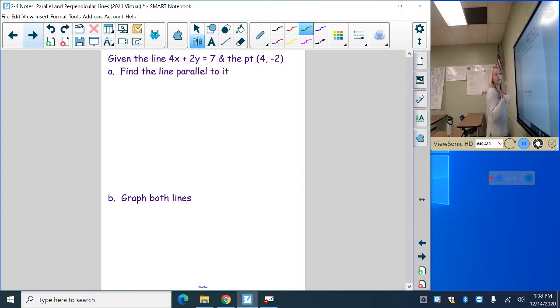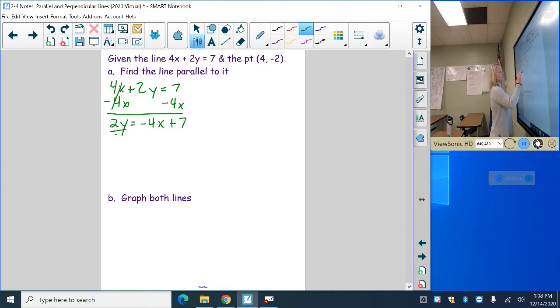Right now, looking at this, I can't tell what the slope is. So I have 4x plus 2y equals 7. I'm going to subtract 4x, which we did in the last section. You just took a quiz over that. 2y equals -4x plus 7, divide by 2. So I have y equals -2x plus 7 over 2. The slope of this line is now, we can see, -2. So we have slope of -2, meaning the parallel slope is also going to be -2.